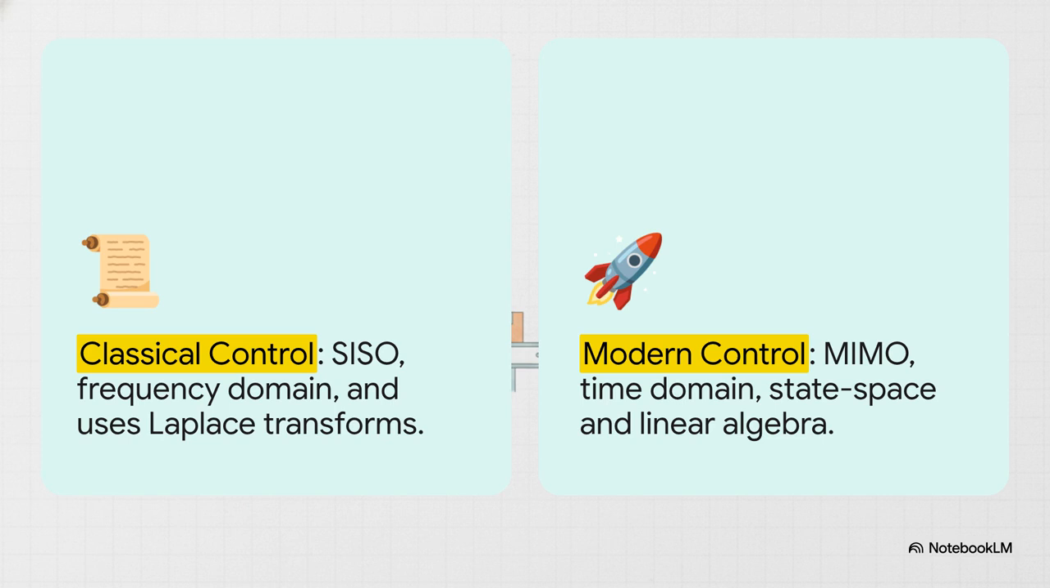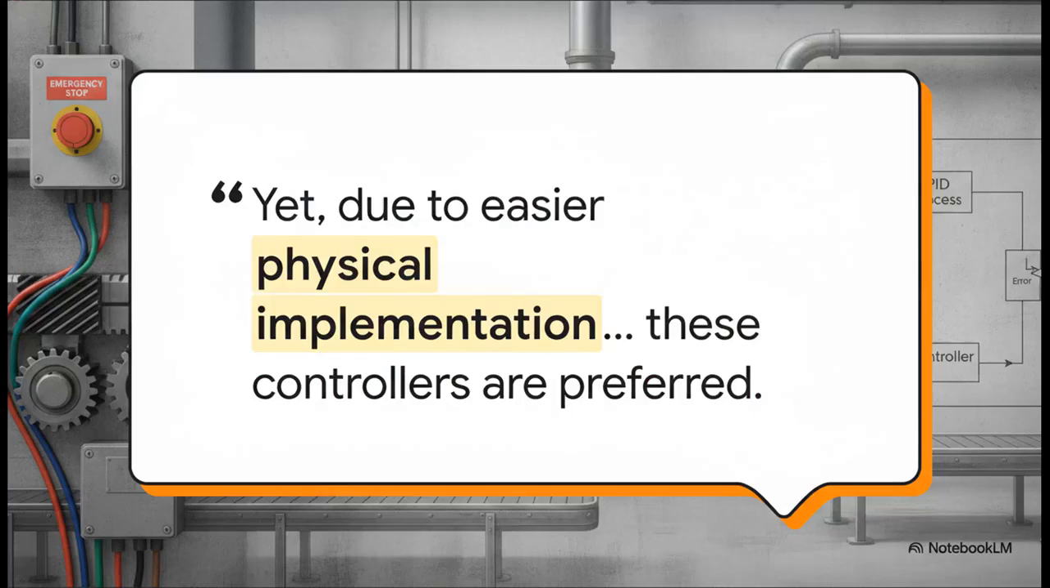It operates in the time domain, utilizing complex linear algebra and state space models to handle multiple input, multiple output systems, often called MIMO. This is the heavy-duty advanced math required to do things like simultaneously steer the thrusters, adjust the flaps, and read the sensors of a spacecraft in orbit. But here is the kicker. Despite all that modern mathematical firepower we just talked about, classical PID controllers still absolutely dominate global manufacturing today.